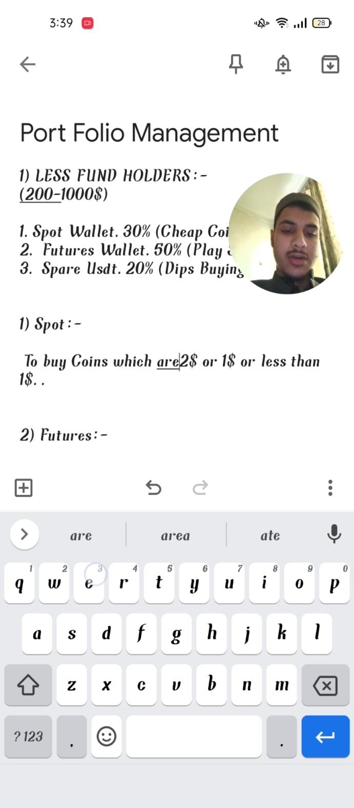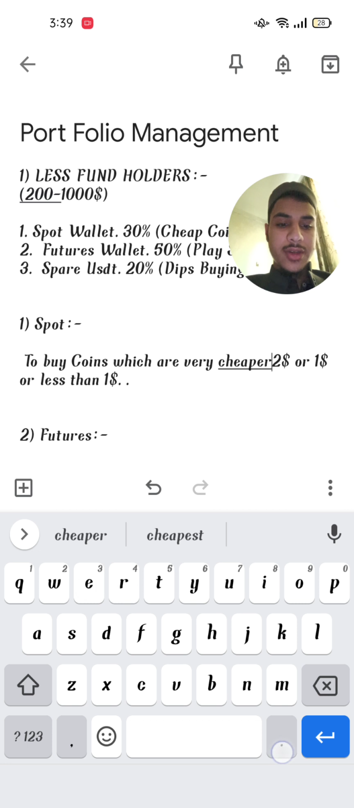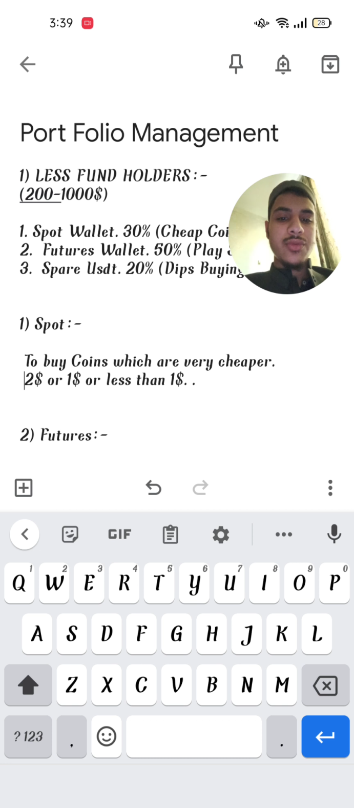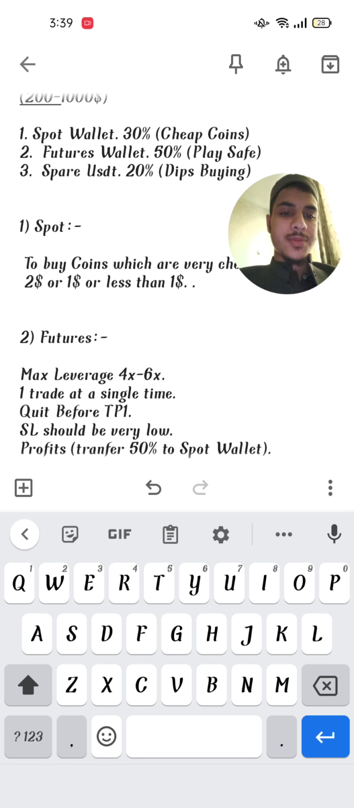If you are trading in spot, it is recommended to buy coins which are way cheaper, like $2 or $1, or even less than $1, in cents. These coins give you more profit in the spot wallet with less funds. If you buy, for example, Ethereum or BTC with less funds in spot, it won't give you much profit. So work smartly and think smartly, and do what will give you more profit.